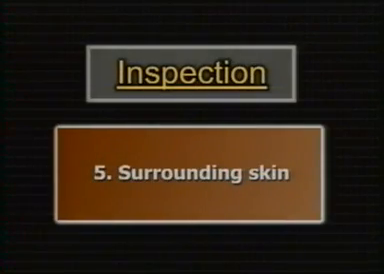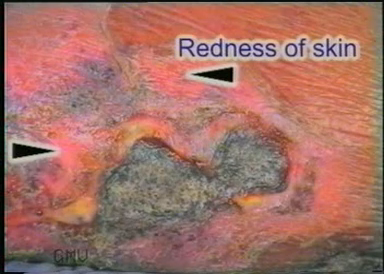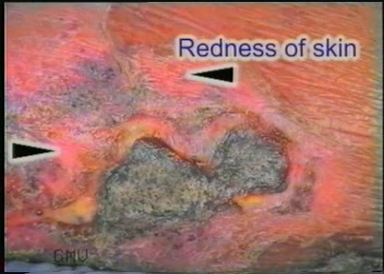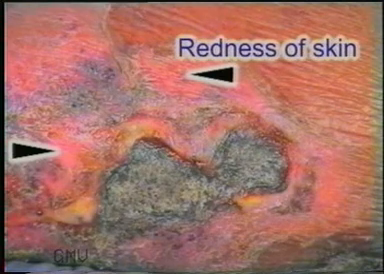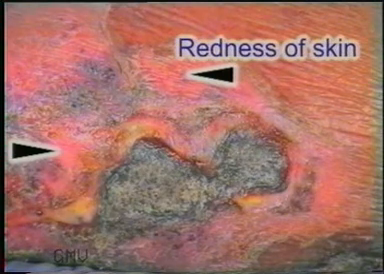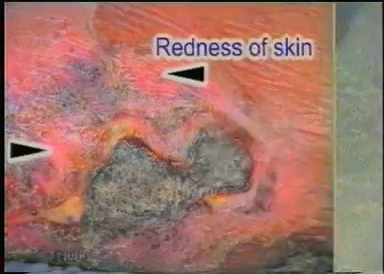Lastly, inspect the surrounding area. If the ulcer is spreading and infected, the surrounding skin is shiny, red and edematous due to cellulitis. Note the shiny red skin around this ulcer where the ulcer itself is covered with slough.